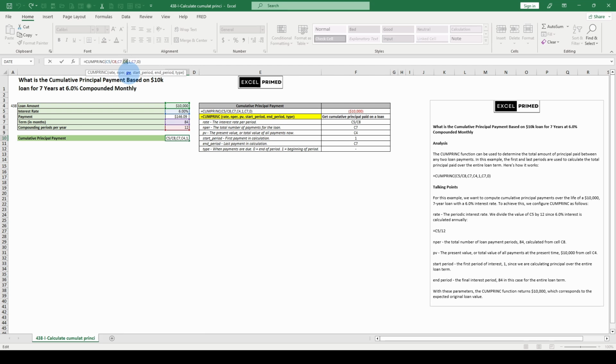C4. Number 1 would be your start period, that'd be month 1 because we're looking at months. Here, you have your start period. And then end period, C7, which will be 84.